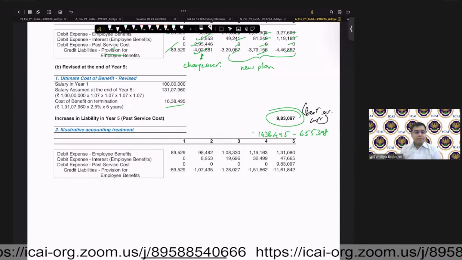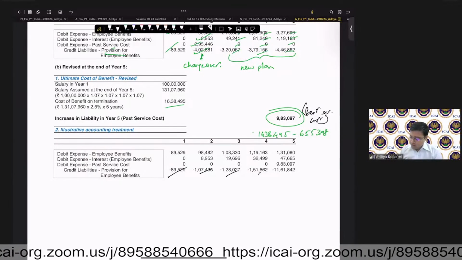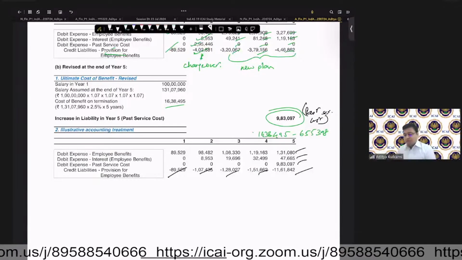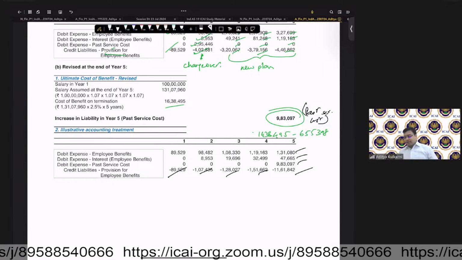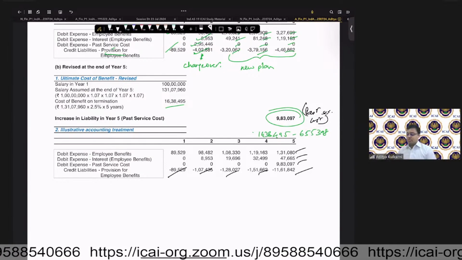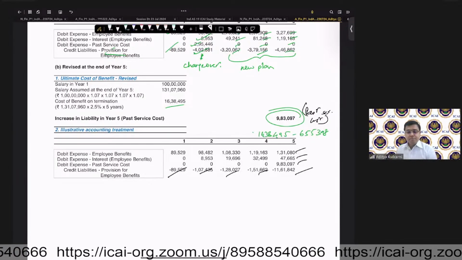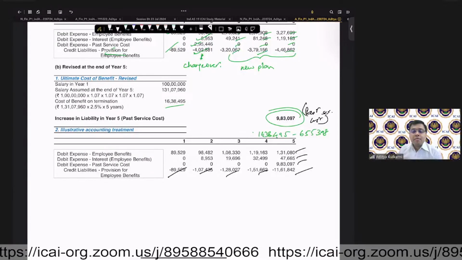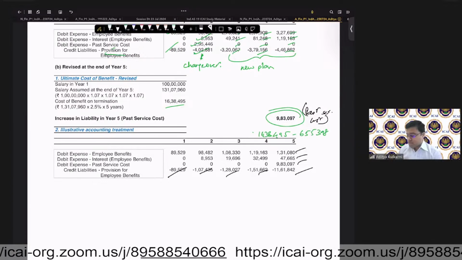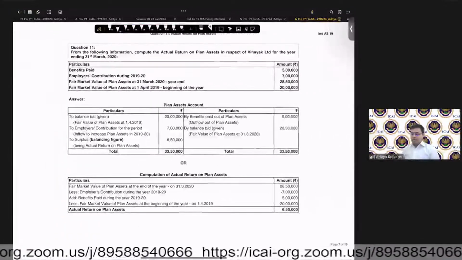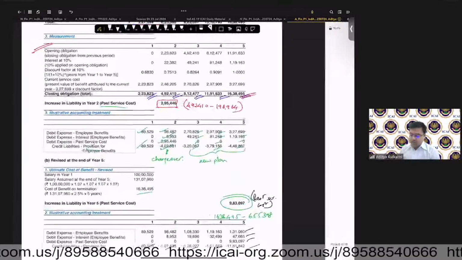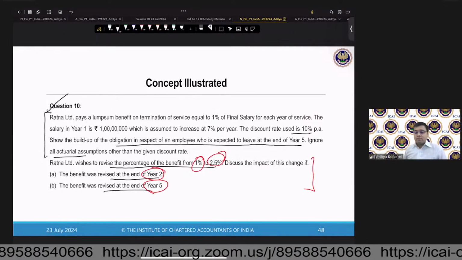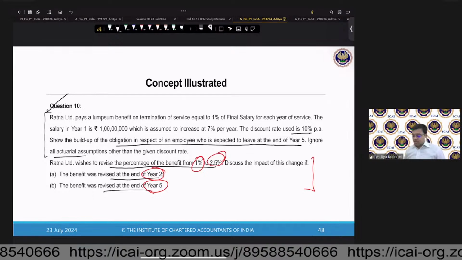All clear? So years 1, 2, 3, 4 go as per the earlier one. And then in year 5, the past service accounting, the interest, employee benefits, everything remains. All right. So that takes care of question 10, plan modification giving rise to past service cost.